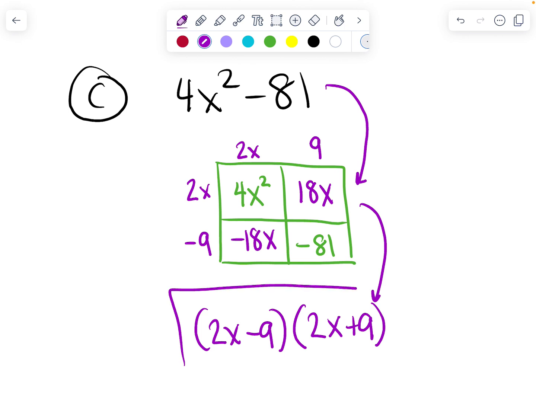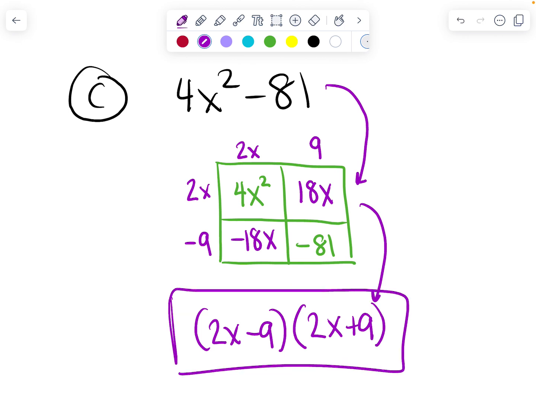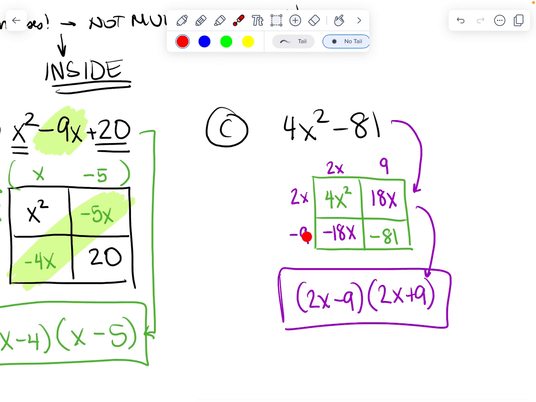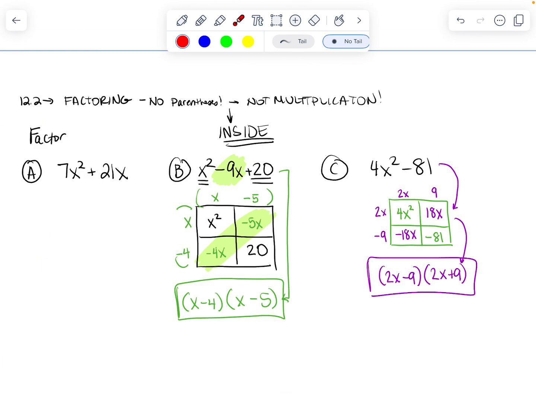We went from an inside the box problem, where you started with a 4x squared minus 81 on the inside, and we went to the outside. I don't like the way I drew that. And the reason this one's just a little bit different than the previous one is because we're having matches here where these numbers are opposite. Okay, so that's a nice little problem where it's a little bit more unusual.